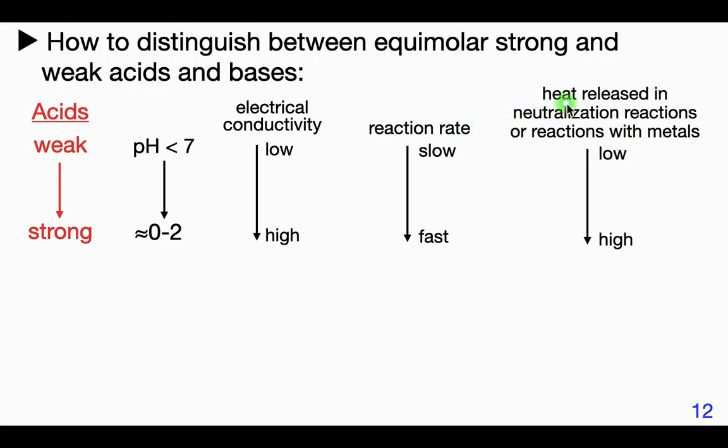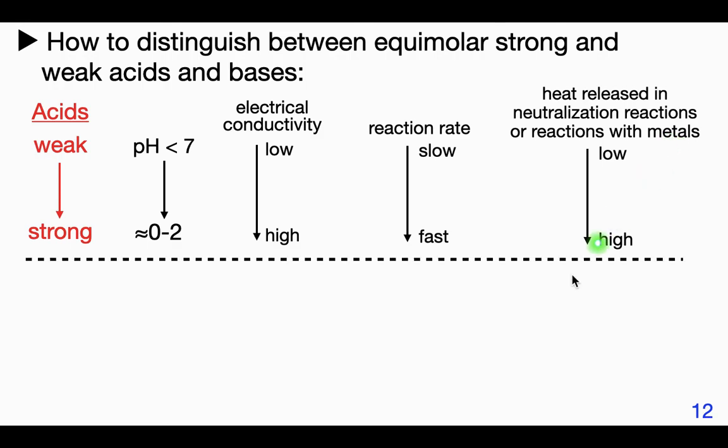All reactions involving an acid with either a neutralization reaction with a base or with a metal are exothermic, so they give off heat. So if you were to, say, put magnesium metal into a 1 molar solution of acetic acid and a 1 molar solution of hydrochloric acid, the temperature change in the hydrochloric acid would be much greater. The temperature would rise much more because it's a strong acid.